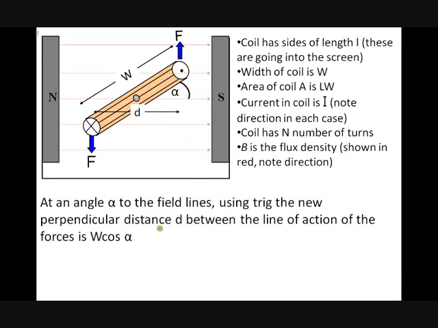Using trig, the new perpendicular distance between the lines of action of the force is W cos alpha. To do that, you would effectively make this into a triangle. So you'd have a triangle such as that, and this angle here is alpha. From this triangle, to work out what D is, D would be W multiplied by the cos of alpha. If you do your trig triangle there, that's easy to work out.